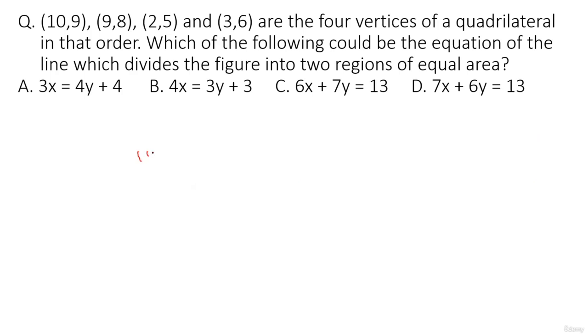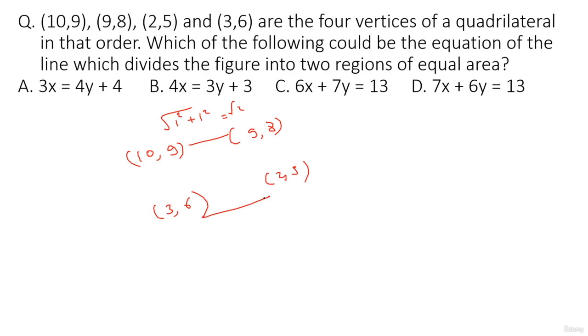I know we have not done quadrilaterals in detail right now, but no problem. We'll apply the basic concept of distance formula to solve this question, and something else. We have these 4 points. By distance formula, what is the distance between these two? Root of (10 minus 9) squared plus (9 minus 8) squared, which is √2. Between these two also, (3 minus 2) squared plus (6 minus 5) squared, root again √2. The same way, the distance between these two will also be the same.